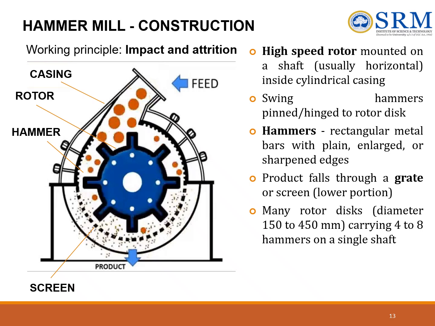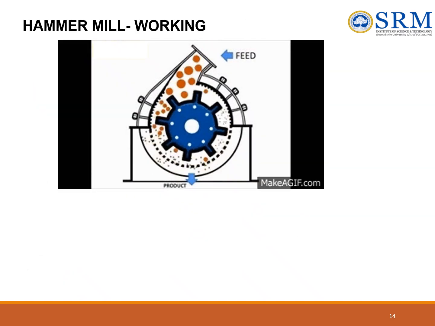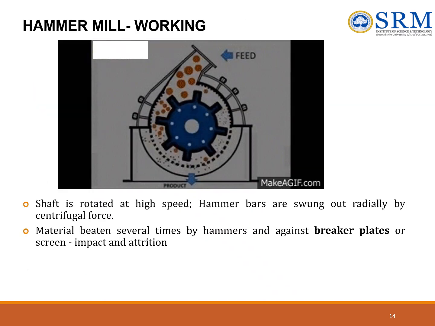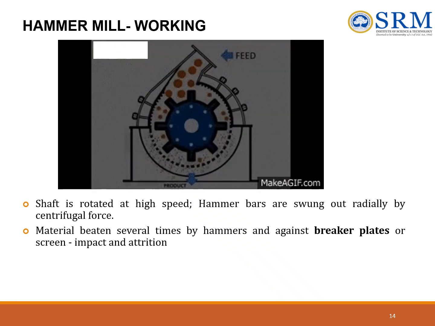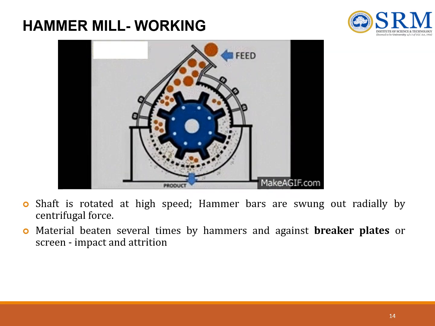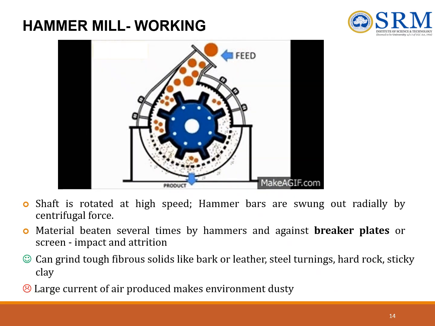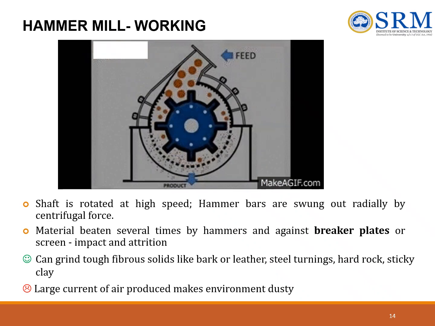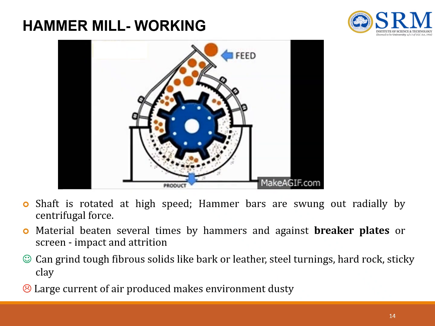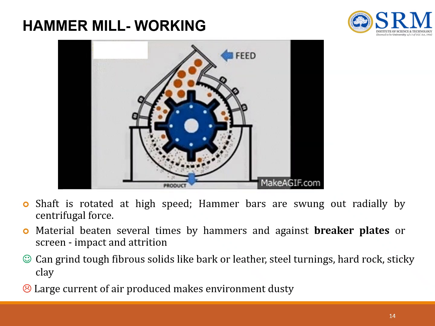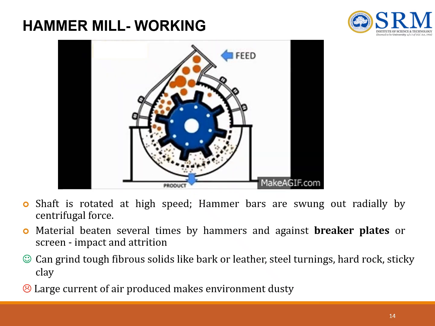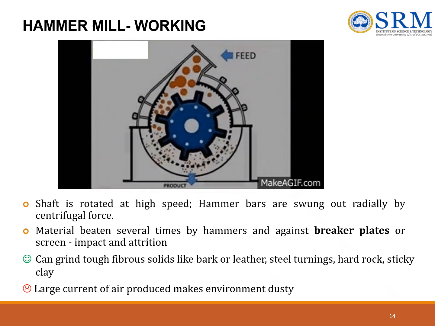This is the outer casing. This is a screen through which the product is taken out, and you have hammers with a rotor at the center. Let us see the working of a hammer mill. Here the shaft is rotated at a high speed and the hammers swing out radially by centrifugal force. The material is beaten several times by the hammers against the breaking plates or against the screen, which causes impact and attrition. It can help in size reduction of steel turnings, bark, leather, hard rock or sticky clay.